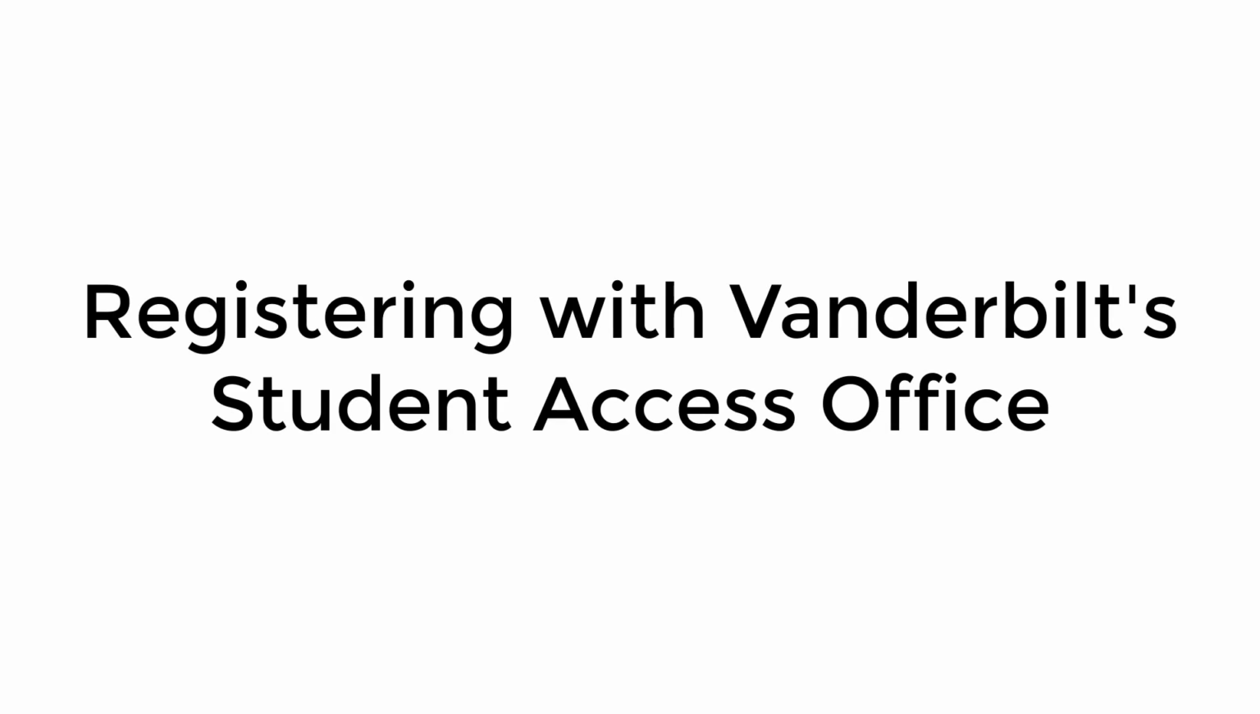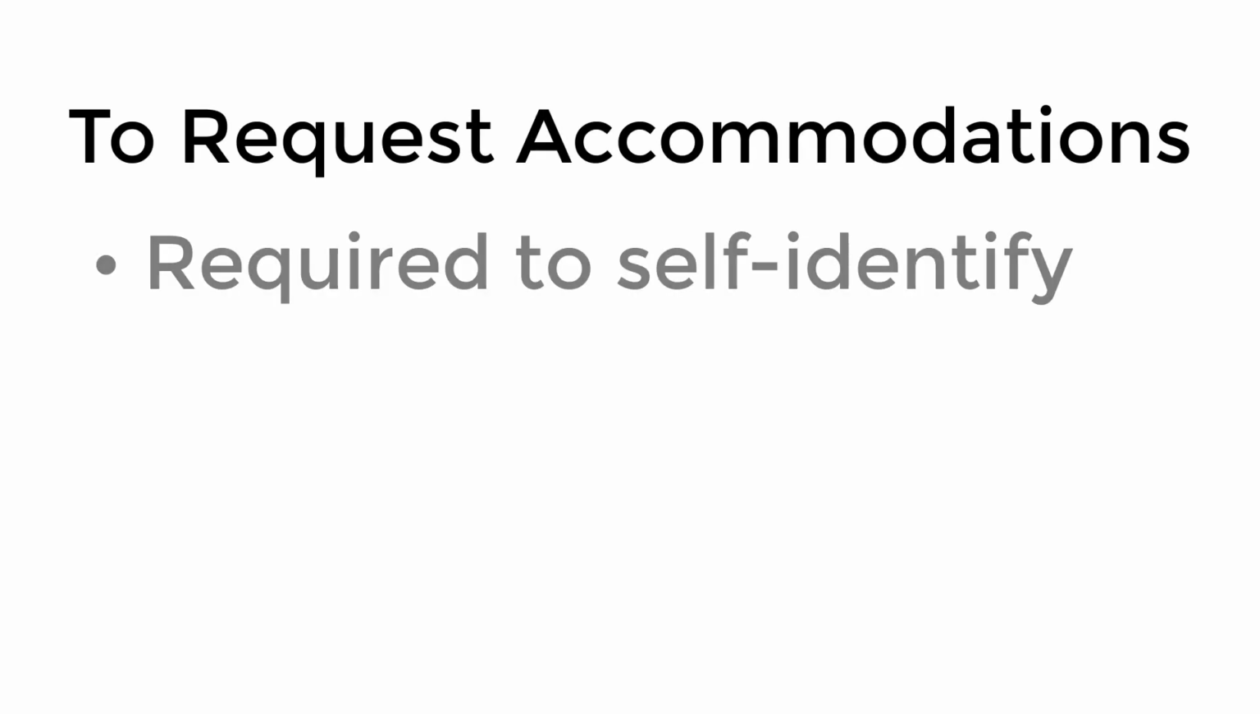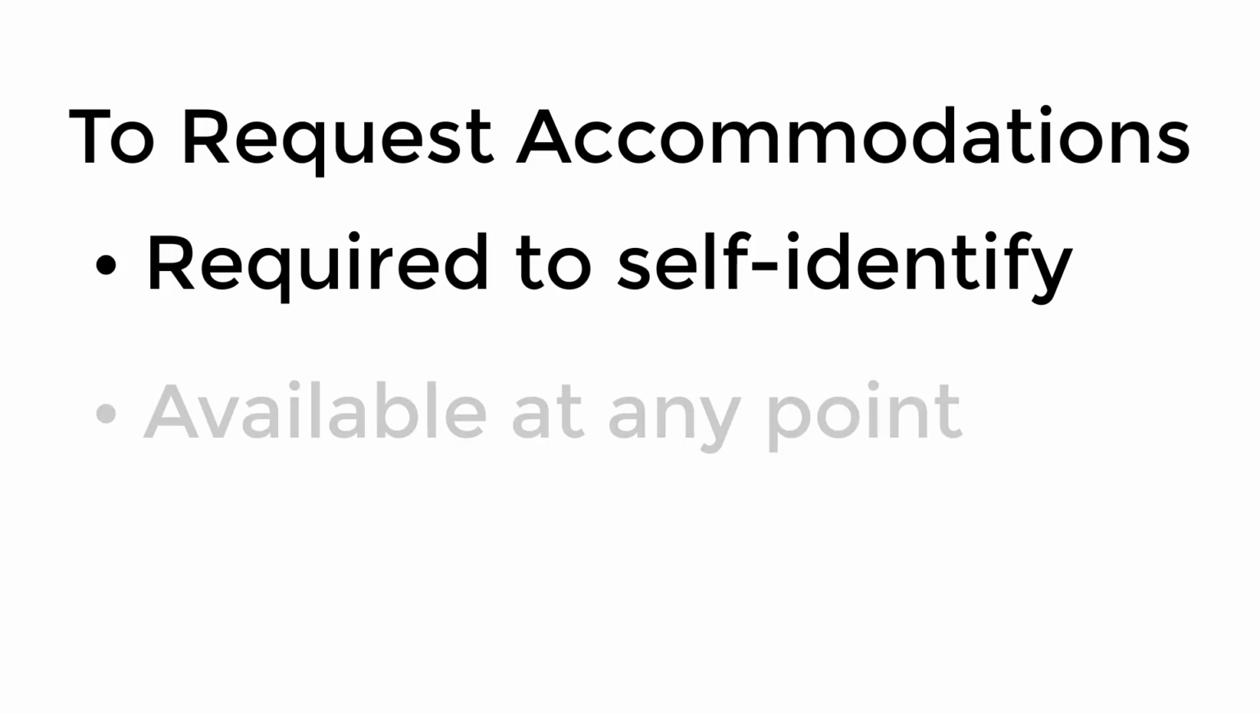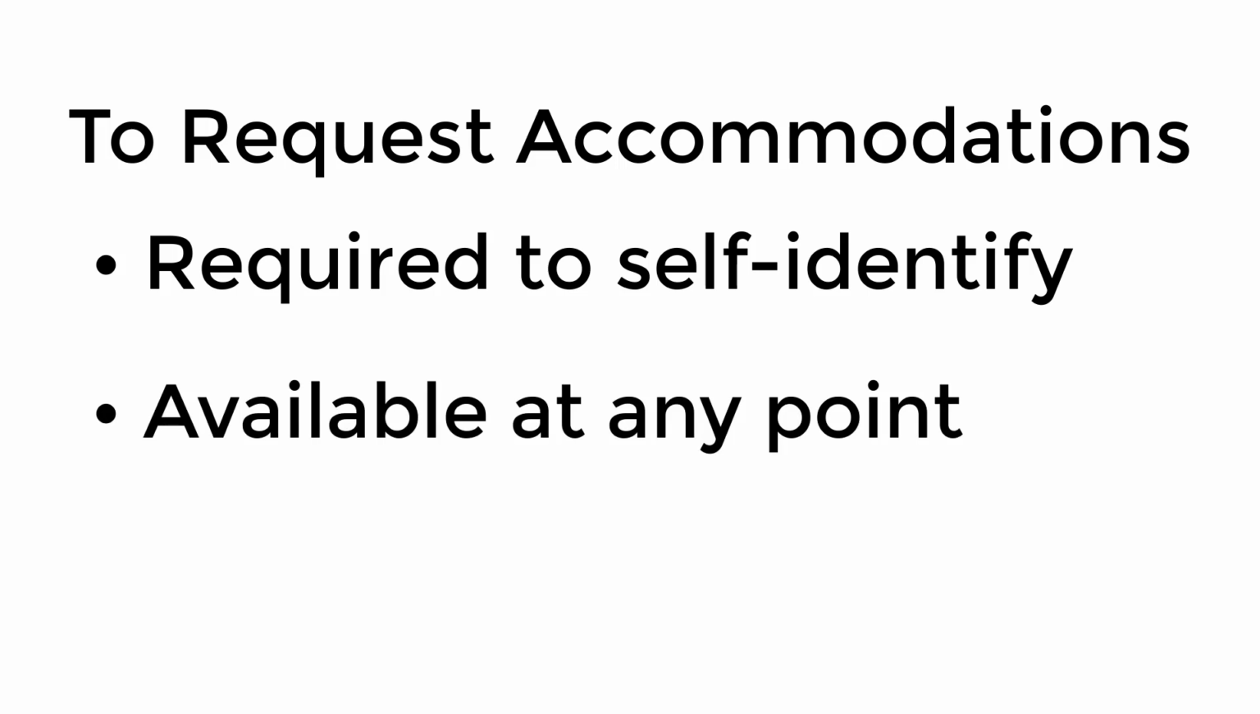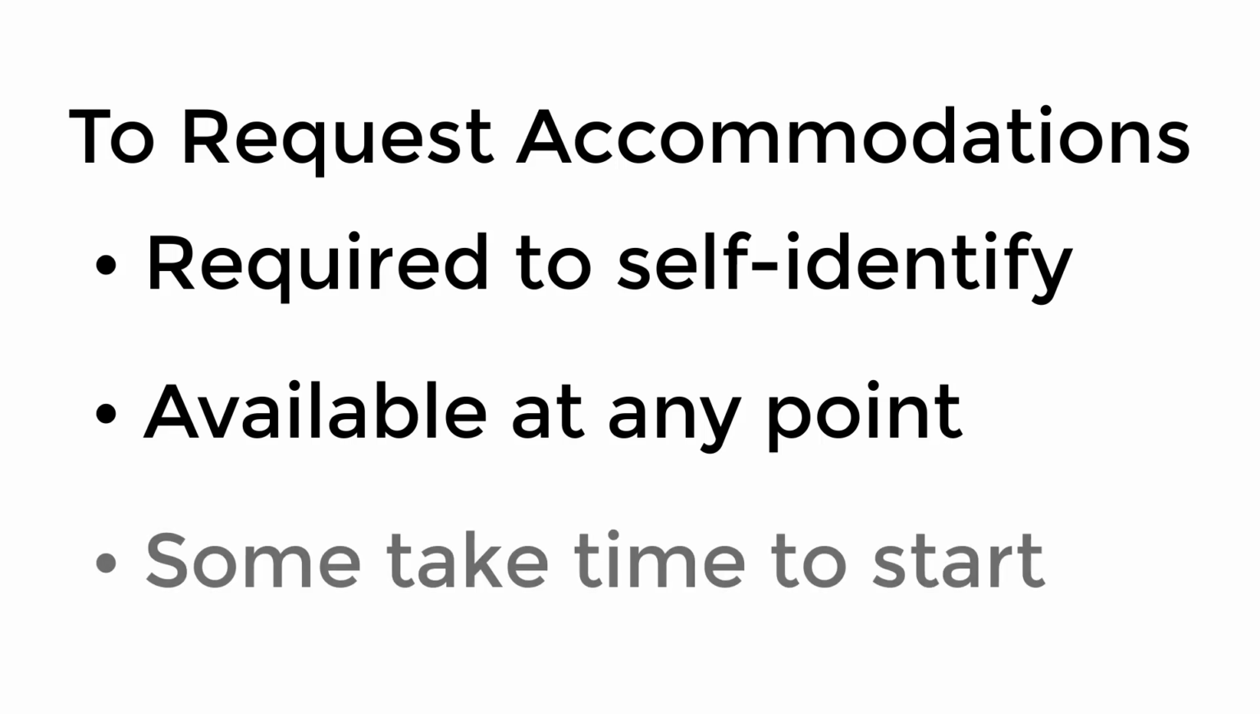Registering with Vanderbilt's Student Access Office. To request accommodations through our office, students are required to self-identify their disability and need for accommodations. Students may do this at any point during the academic year. Although, it is important to note that some accommodations do take time and may not be implemented immediately.